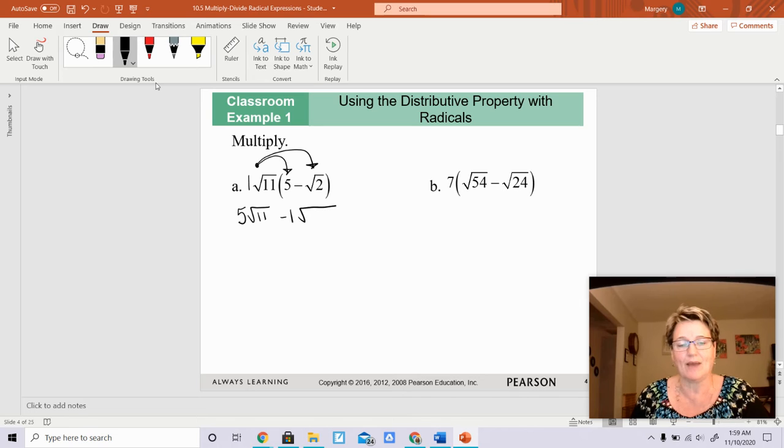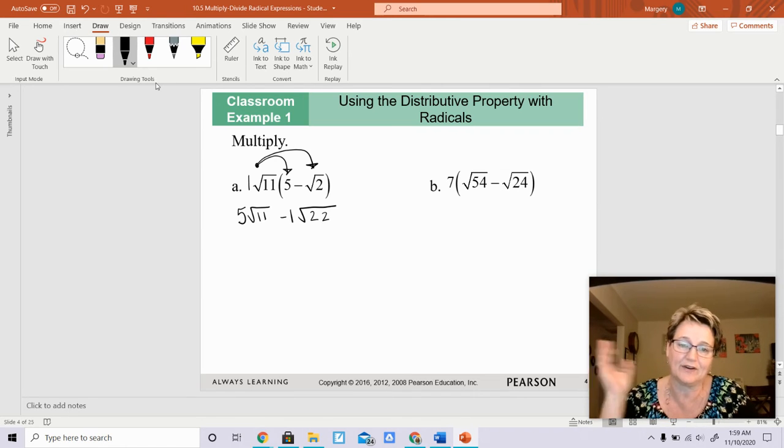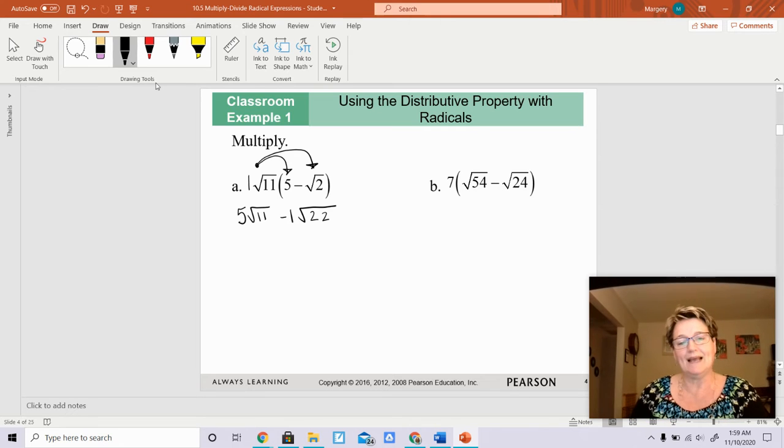Now what's under the radical? The square root of 11 times the square root of 2 is the square root of 22. Now, if you can reduce these, you must reduce them. However, the square root of 22, I can't simplify that any further. So that is your answer. Now, I really don't need to have the negative 1 in front of it, but you can write it there if you want to, but this would be considered your answer. And these are not like terms, so you cannot combine them together. All right, the next one.